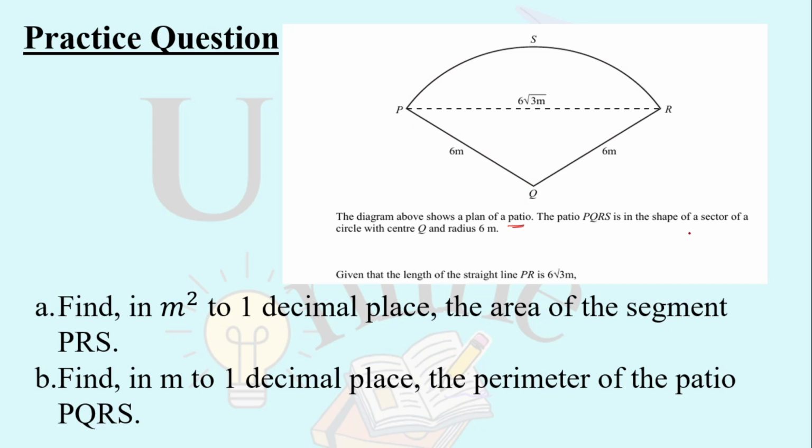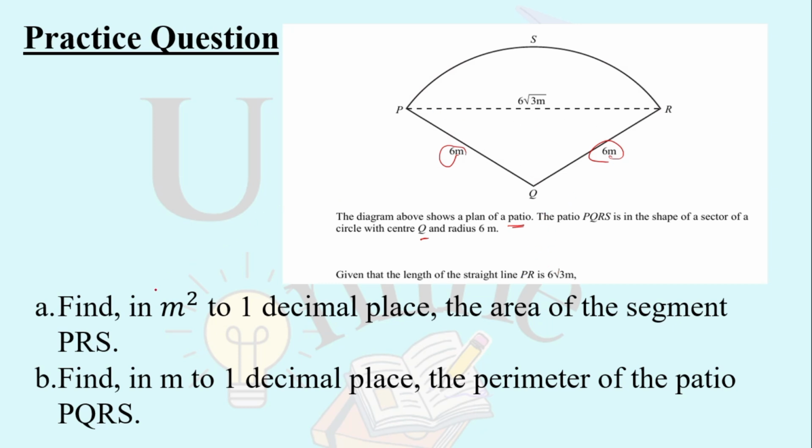PQRS is in the shape of a sector of a circle with center Q. So this is the center, and radius r. You can see that this radius r is 6 meters. Given that the length of the line PR, this line, is equal to 6 root 3 meters. So 6 root 3 meters, this is the length.